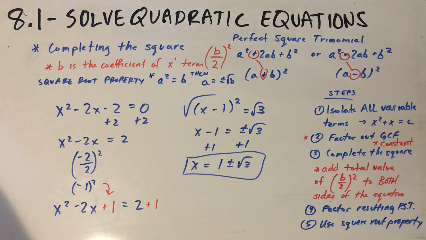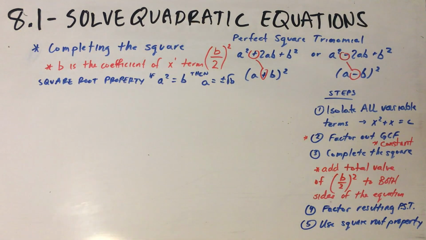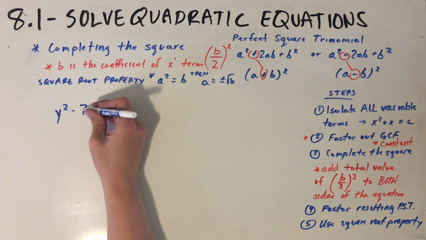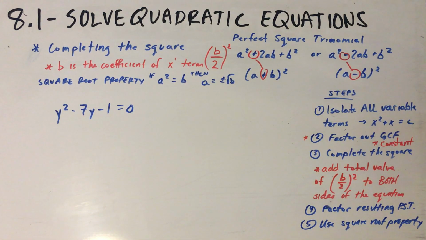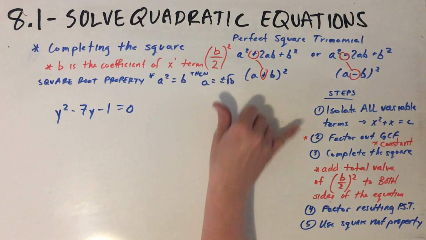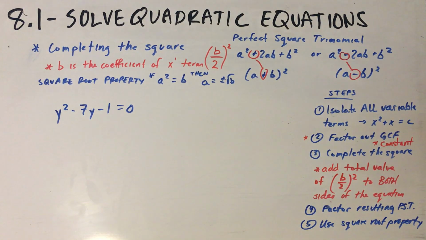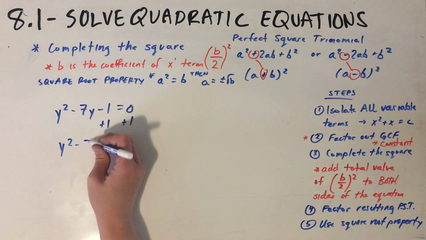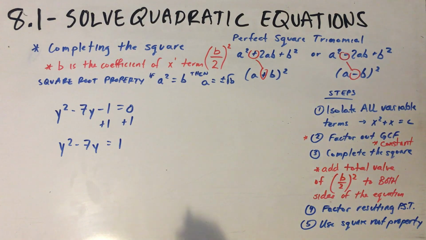All right, so let's do 3 more here, and then we'll call it good. So let's say that we have y squared minus 7y minus 1 is equal to 0. Well, again, my first step here is going to be to isolate all variable terms. Well, these are both variables. This is a constant, so I'm going to get rid of that constant. All right, so we get that y squared minus 7y is equal to 1.